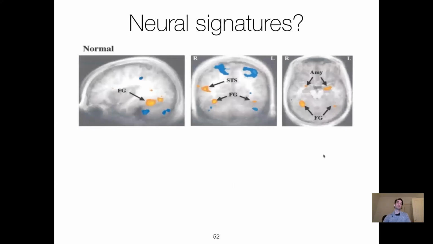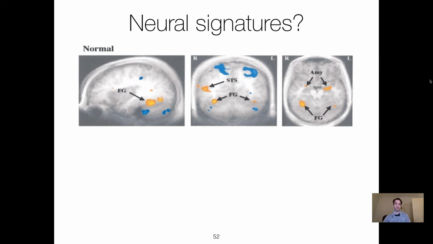So the first thing that they did is they scanned a bunch of typical healthy individuals, and you can see some of the normal regions. So FG, you can think of FG as being the FFA because FG stands for the fusiform gyrus, and the FFA stands for the fusiform face area. You also see a little bit of activation in this region over here called the STS, which refers to the superior temporal sulcus, which we'll actually talk about a little bit.